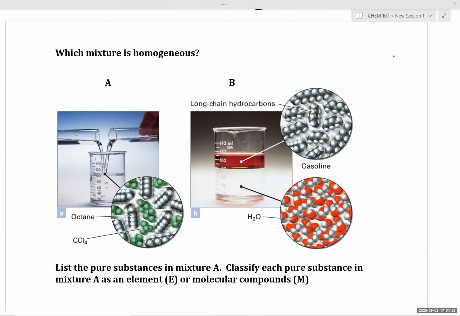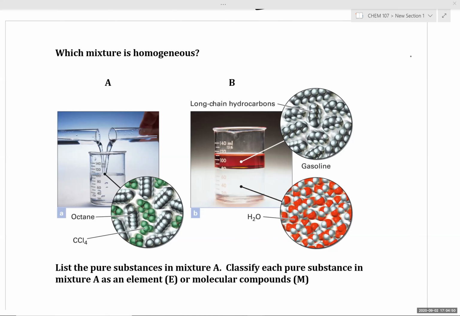So last class session, we discussed mixtures, pure substances, elements, and compounds. So our first order of business is we're going to review these concepts with a problem-solving example. And I'm going to need your help in the chat to help facilitate this discussion.